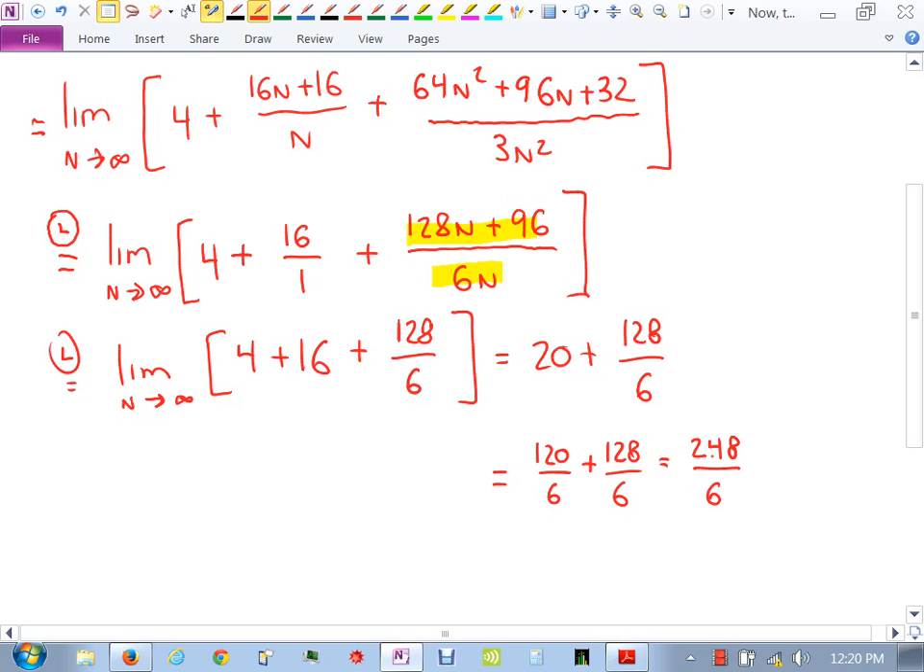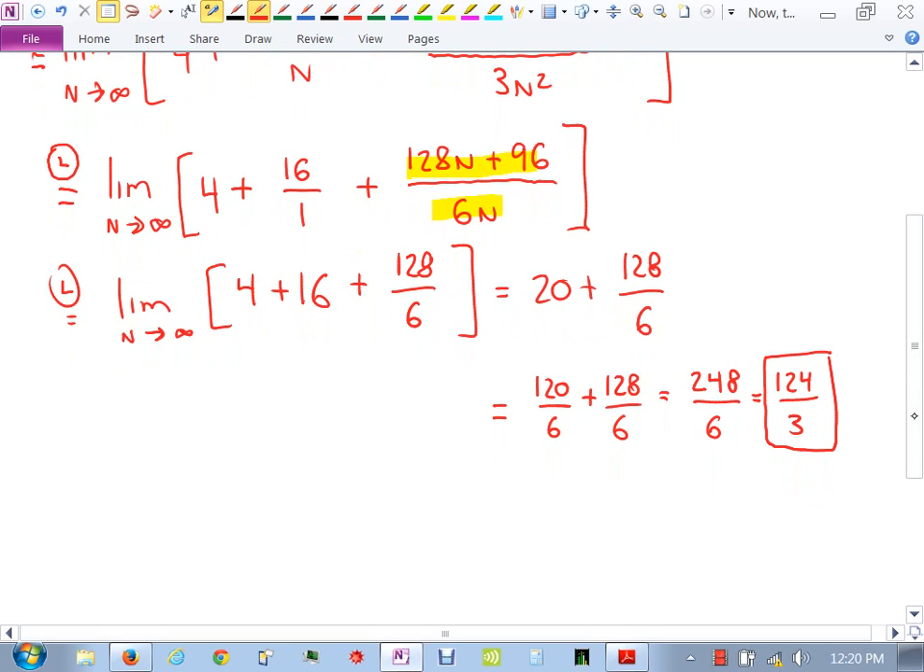That reduces, doesn't it? I could divide that by 2. 124 over 3. That is the exact area under the curve x squared between 1 and 5. That's 41 and a third. Now, this is the exact answer, right?